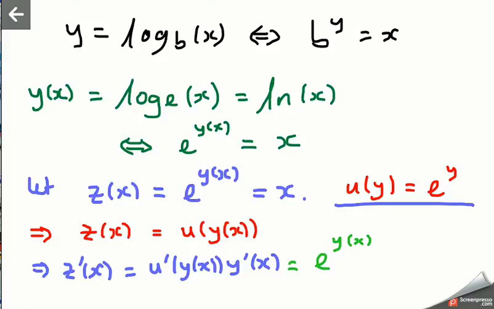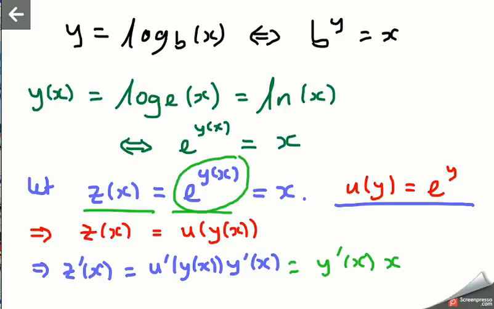Now y prime of x is the thing we're looking for. And e to the power of y of x, by the way, is equal to x. So this whole thing is equal to y prime of x times x. Okay, we're nearly done, because we just differentiated this side of our z function. We said z prime of x is e to the power of y of x differentiated, and it turns out that's equal to x times y prime of x.